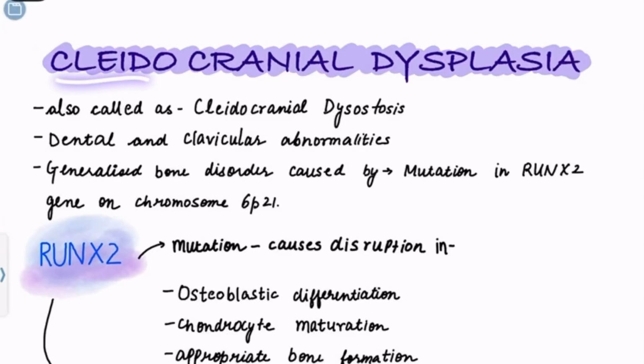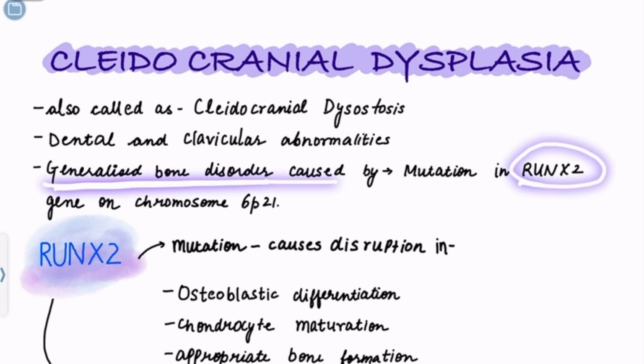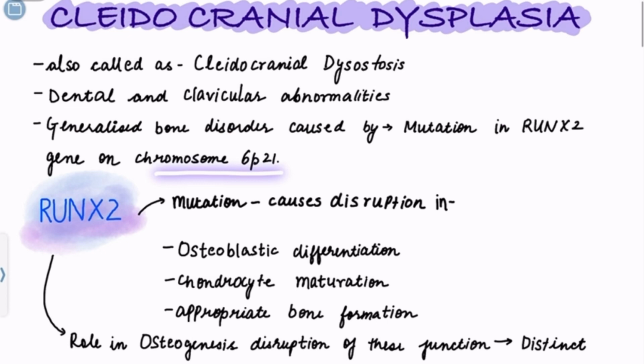Everyone, let's see cleidocranial dysplasia. Its other name is cleidocranial dysostosis. It has dental as well as clavicular abnormalities. There is a generalized bone disorder which is caused due to mutation in the RUNX2 gene on chromosome 6p21.